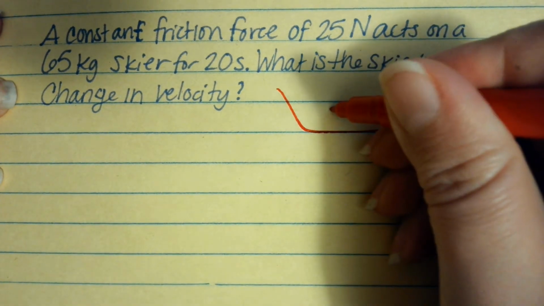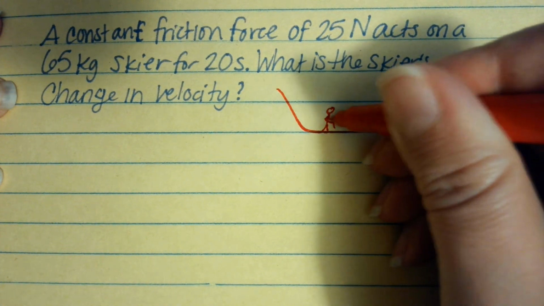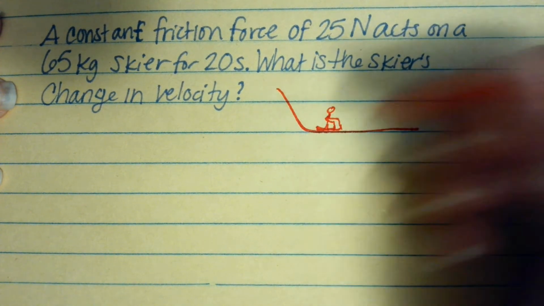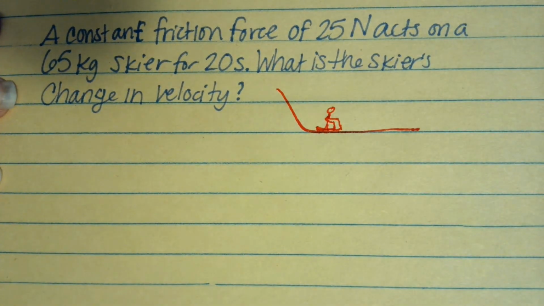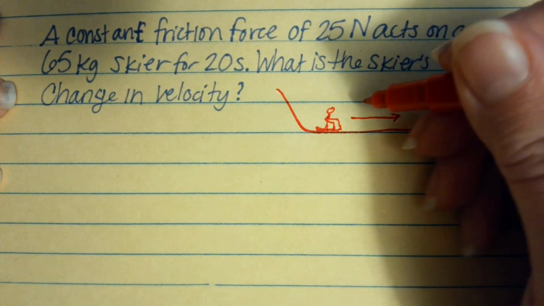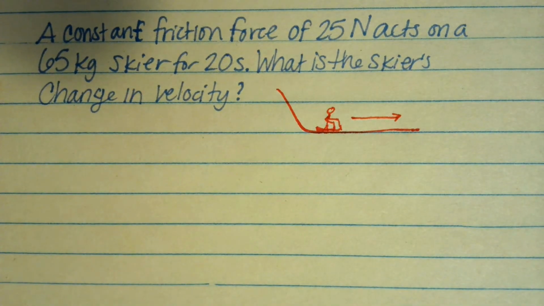So here's a skier. He's holding his poles. He's wearing his skis. Okay, there's your skier, moving in this direction. The force is friction, so it's a negative force. Think about it, it's working against motion. So this person should be slowing down.